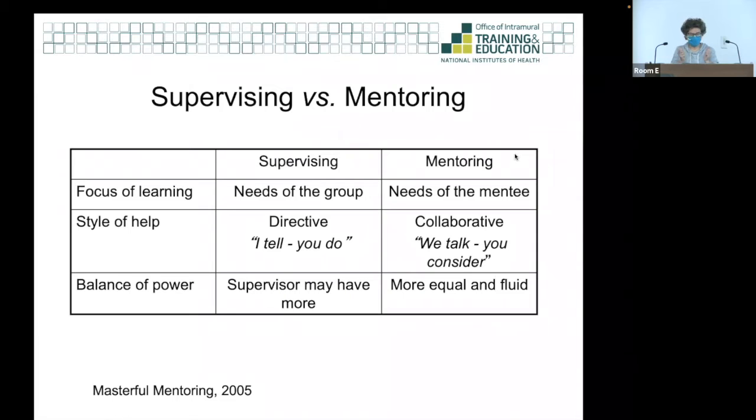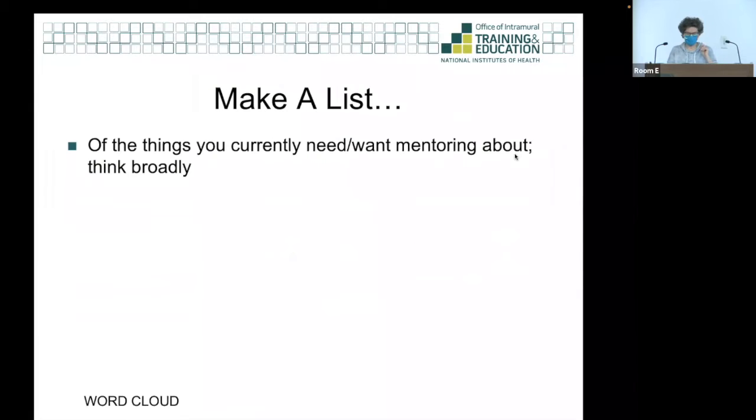The balance of power is more equal and fluid, right? It's really more of a focus on you and your needs. Now, all of us need mentoring about a lot of different things. Sometimes we tend to think very narrowly about it.